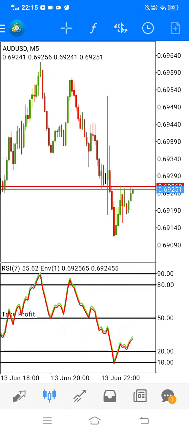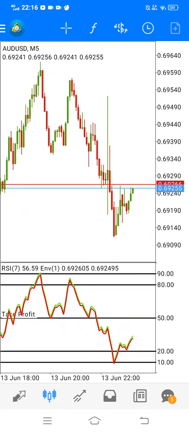This will be a really quick video. This is a strategy for currencies, so you can use this on your MT4 on currencies.